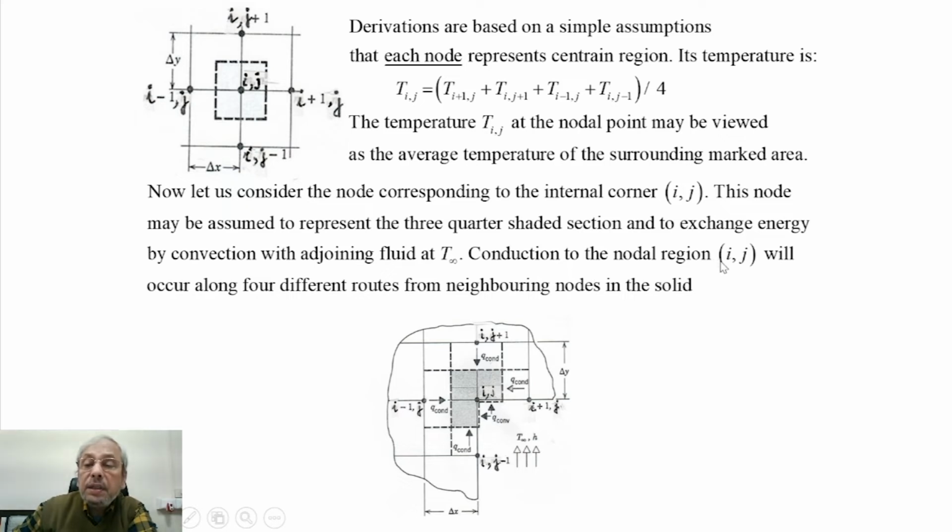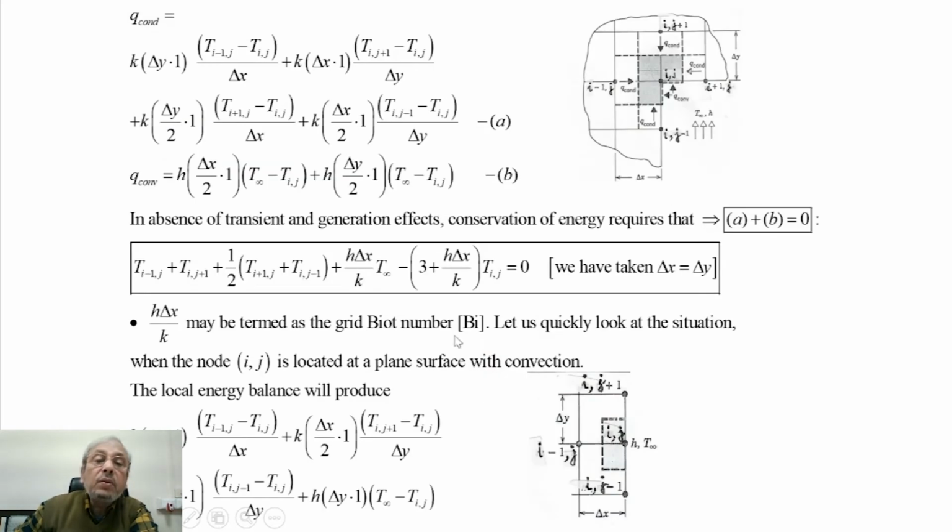Conduction to the nodal region will occur along 4 different nodes. That means in this region, conduction will be counted from this node, from this node, from this node, from this node, and so on, and the fluid temperature at T infinity gives convection heat transfer, exchange with the fluid. So that is how we will calculate the temperature of this node. Now let us see how to do that.